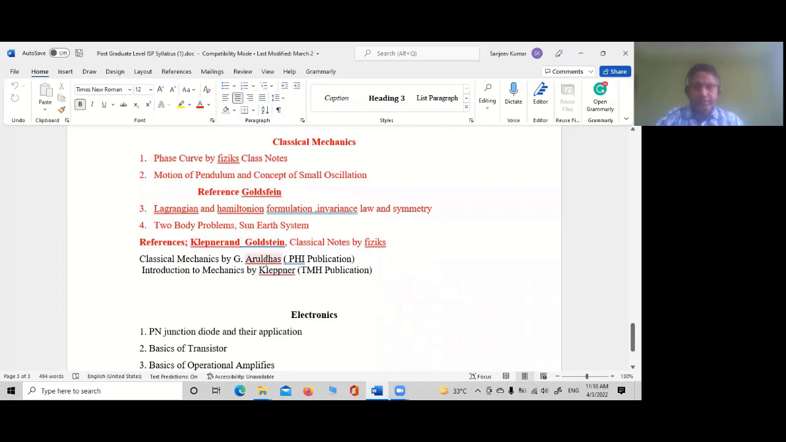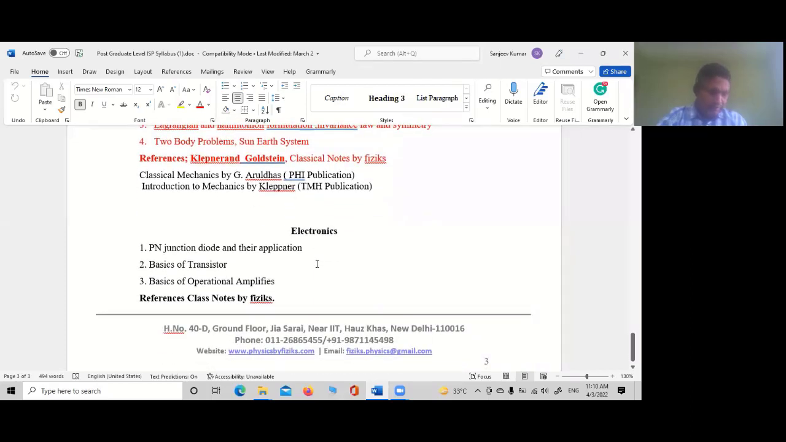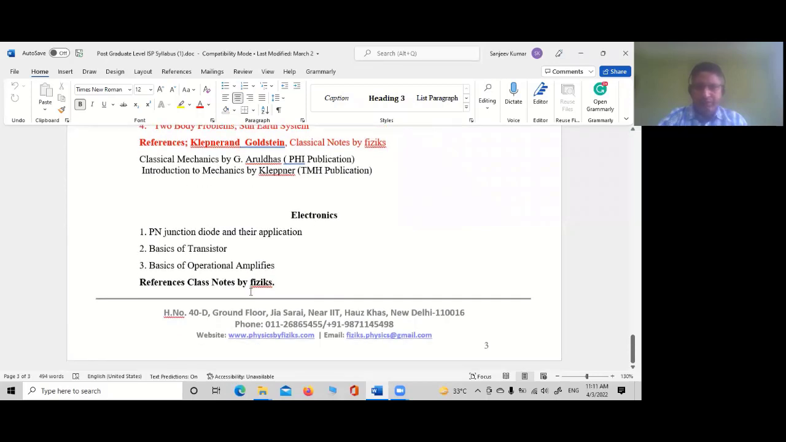Classical mechanics, this one, and Introduction to Mechanics by Kleppner. These are other references through which you can revise your topics. Then in electronics, basically PN junction diode and their applications, basics of transistors, basics of operational amplifier. These are the topics which you have to revise very carefully for appearing in the interview. The reference for this one is notes by physics.